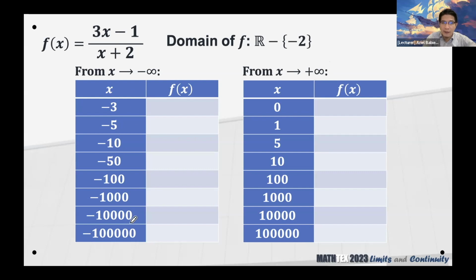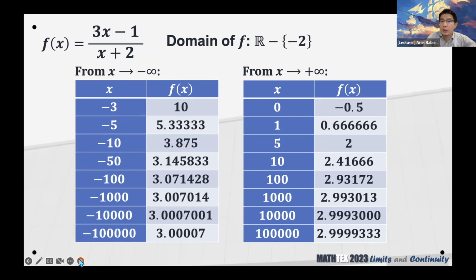If you're going to look at the values, -3, -5, 10, and then going to negative 10,000s. I know, sorry, negative 100,000s. Ito naman, 100,000s to the right. I'm not going to ask you to do this, but then if you're going to plug in values, these are the values that you are going to get. Look at that. As x decreases without bound, you look at the function values.